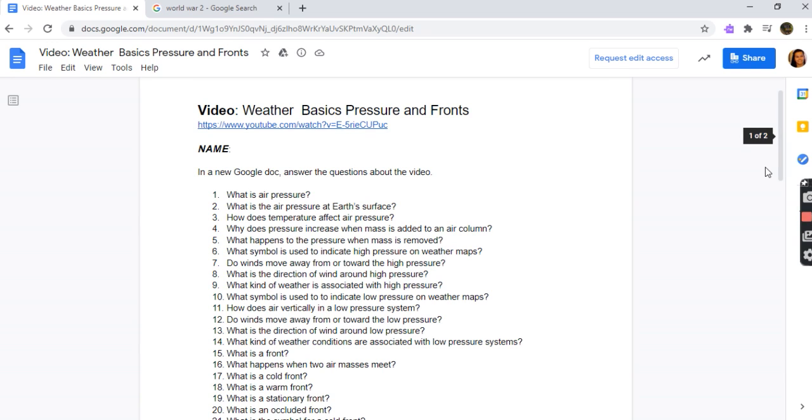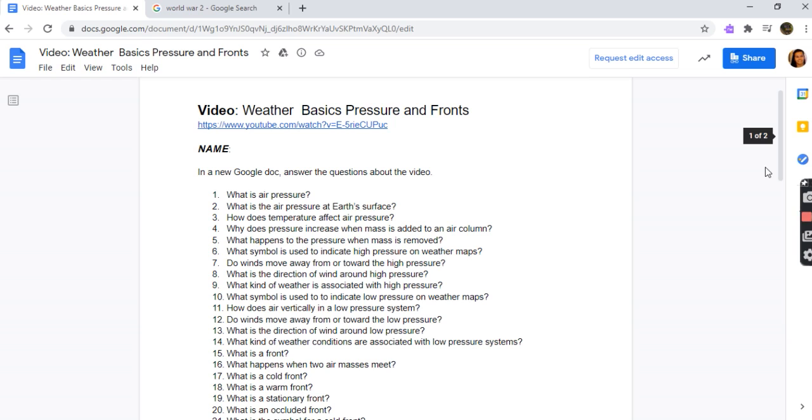In a new Google Doc, answer the following questions about the video. For example, what is air pressure? What is the air pressure at Earth's surface? How does temperature affect air pressure? Why does pressure increase when mass is added to an air column? What happens to the pressure when mass is removed?